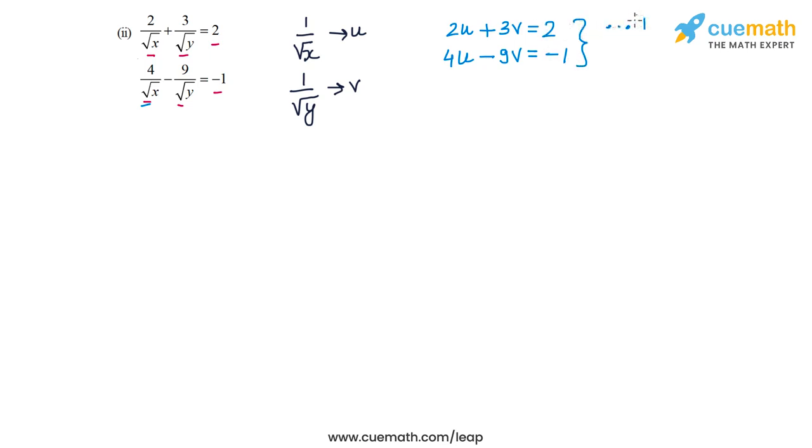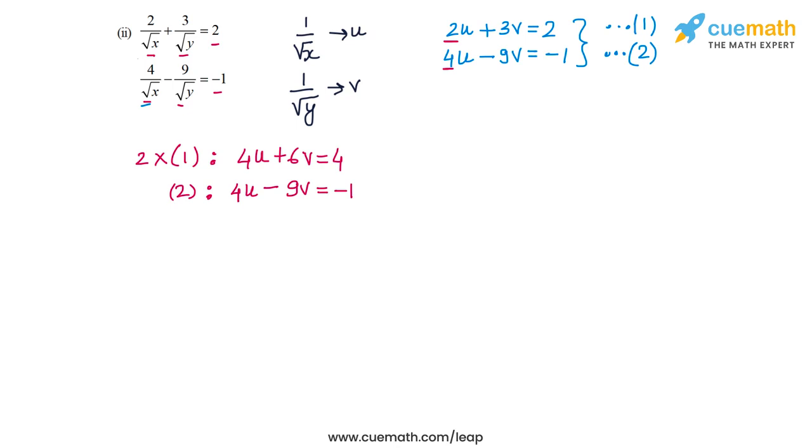So let's call this first equation equation 1 and the second equation as equation 2, and let's solve this pair of equations using elimination. So we have the coefficient of u as 2 in the first equation and 4 in the second equation. So let's multiply the first equation by 2. So we do 2 times equation 1, and that gives us 4u plus 6v is equal to 4. And the second equation, we let it remain as it is, so that's 4u minus 9v is equal to minus 1. And now we subtract the two equations because that will eliminate the u terms.